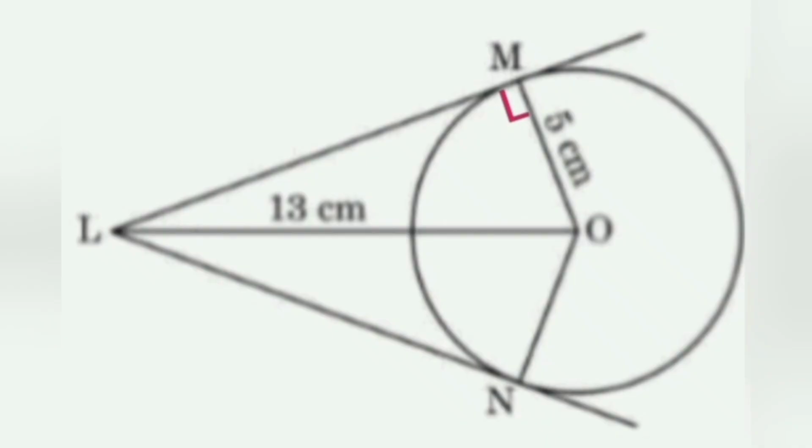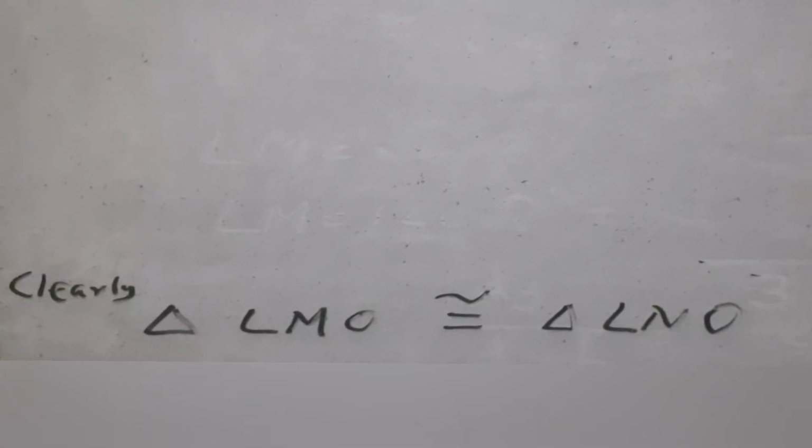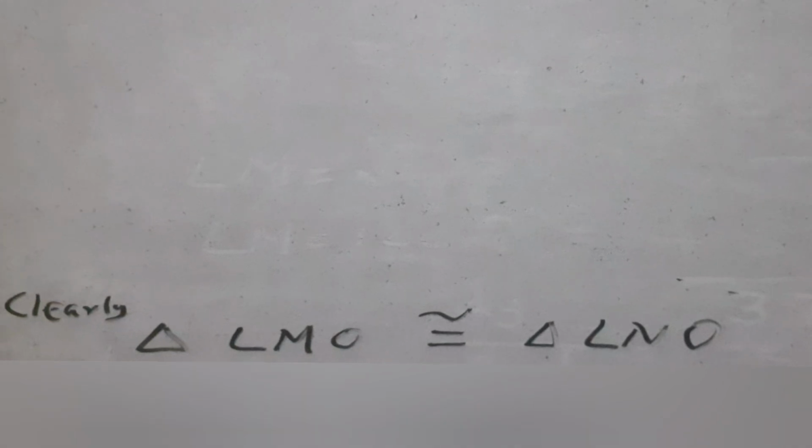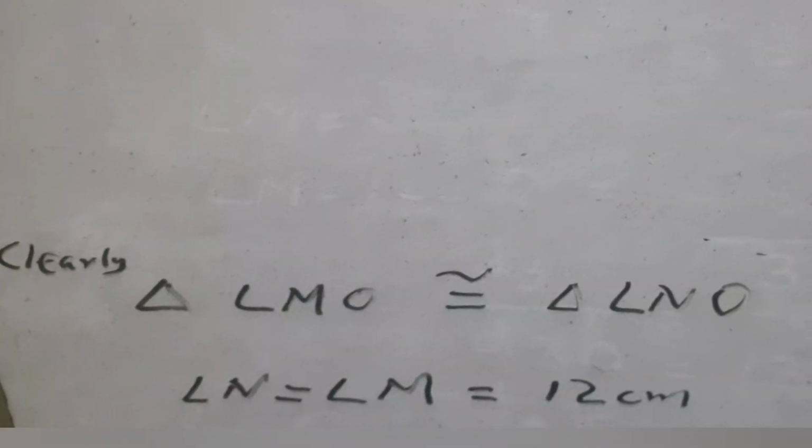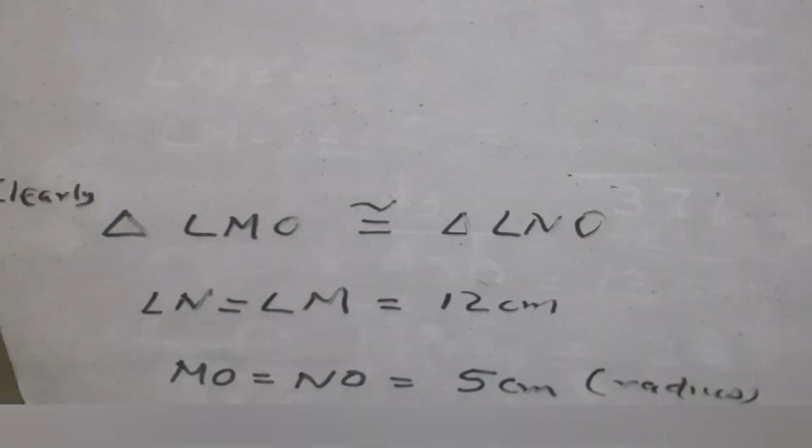Consider triangle LMO and triangle LNO. Clearly, angle LNO is also 90 degree. So angle LMO equal to angle LNO equal to 90 degree. LO is common to both the triangles. And MO equal to NO equal to radius. So triangle LMO congruent triangle LNO by RHS criterion. So by CPCT, LN equal to LM equal to 12 centimeter.